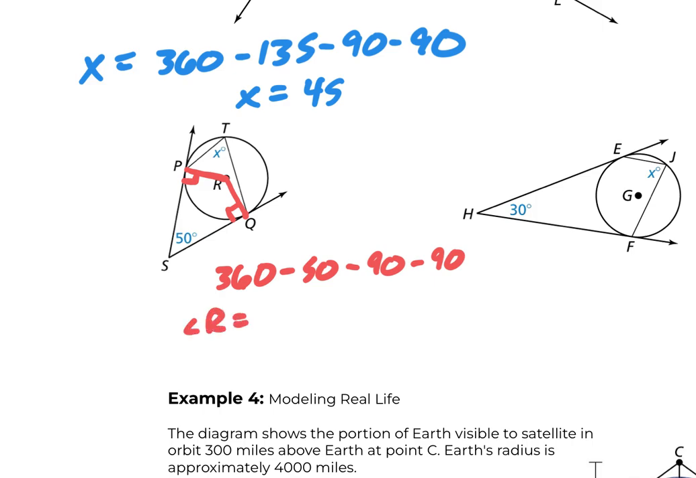And that's going to be angle R at the center. What are we left? How many degrees? 130. Okay, so angle R is 130. Angle R is at the center. So if angle R is at the center, what would be the measure of arc PQ?